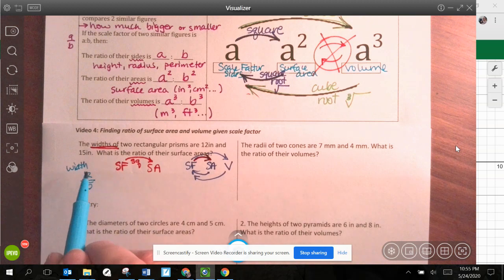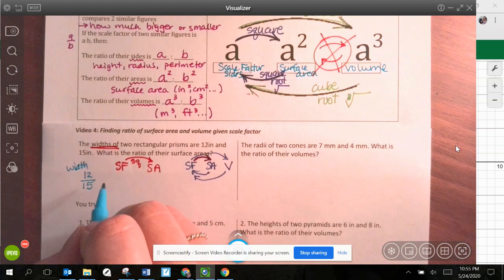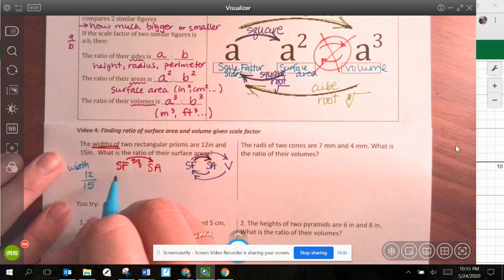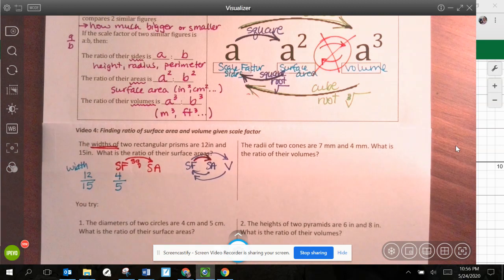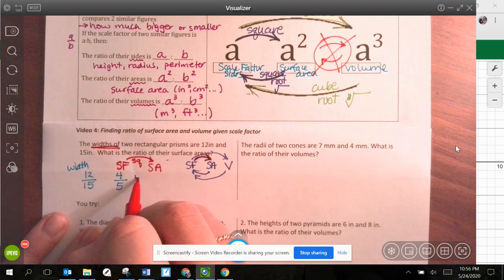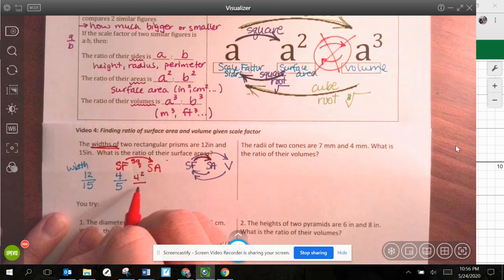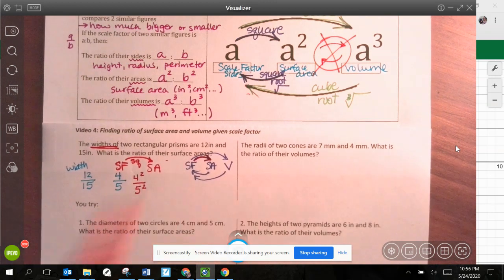So 12 and 15 actually have something in common. They have a 3 in common. So I'm going to take that away and I'm left with a 4 and a 5. So 4 over 5 is my scale factor. And if I'm going to go to the surface area, I have to square it. So 4 squared over 5 squared.